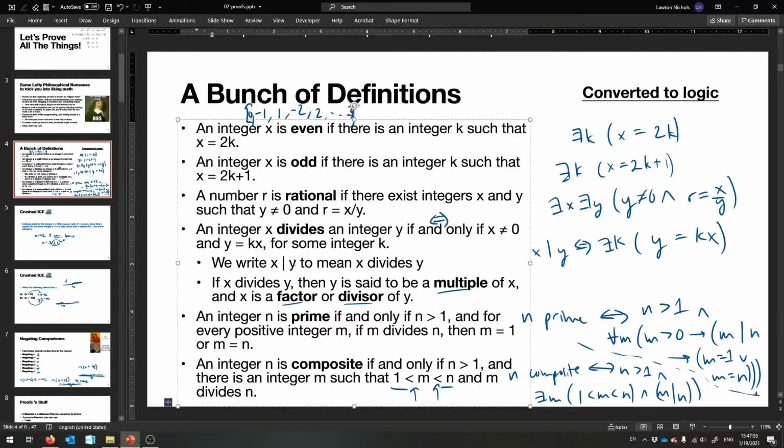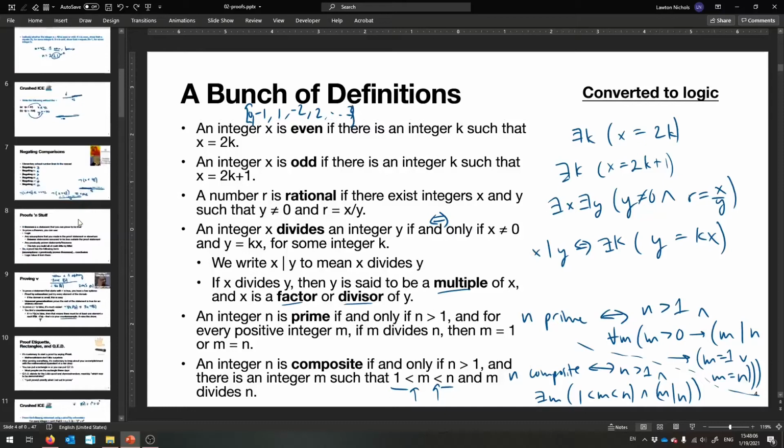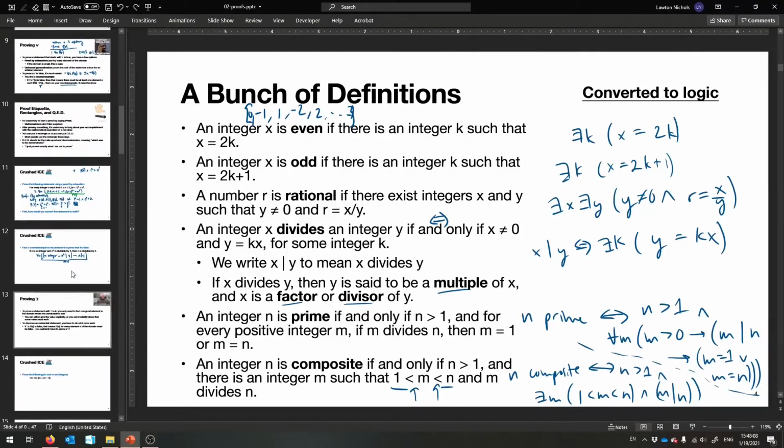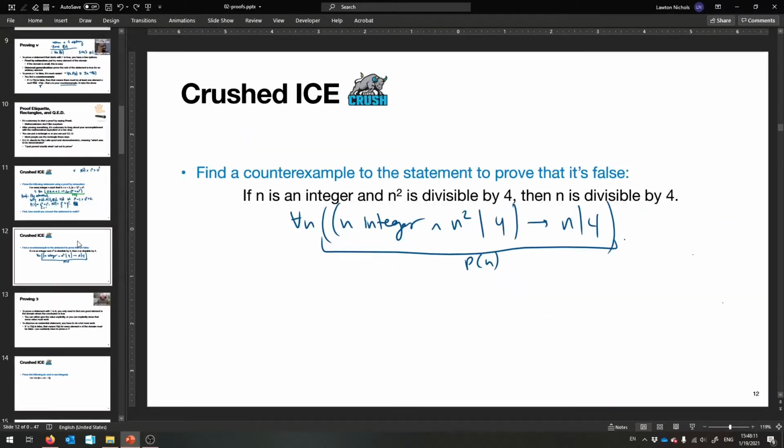Okay? All the things that you're assuming. So x divides y means that y equals k times x, for some k, such that x is not equal to 0. Okay, so all that stuff, remember that stuff, and give this a shot now.